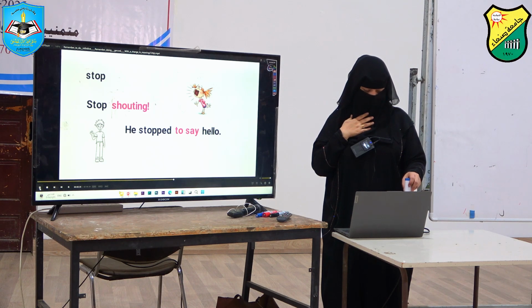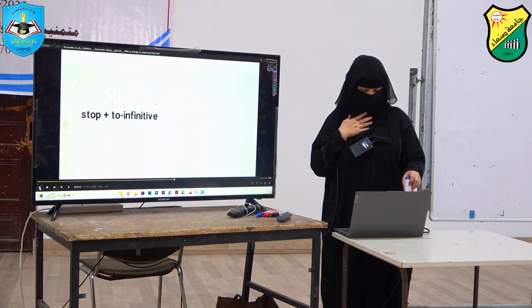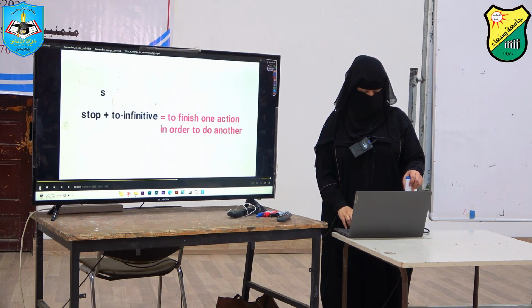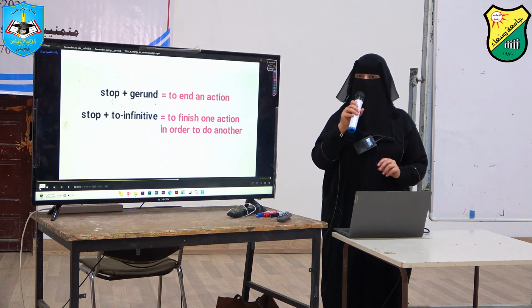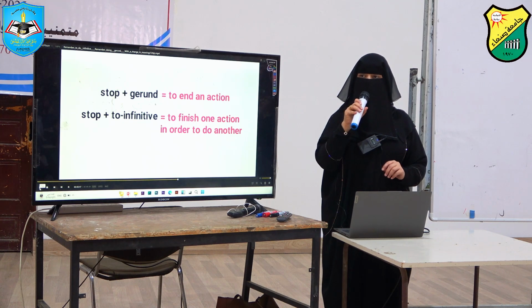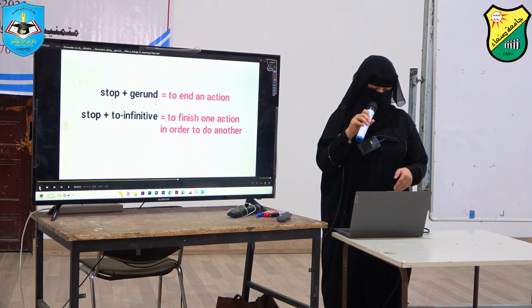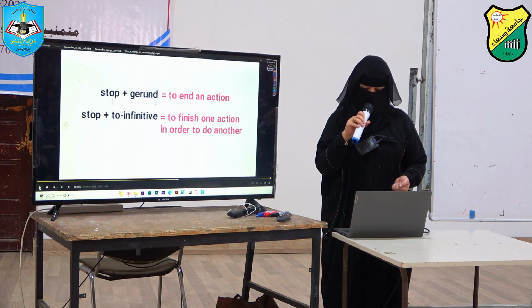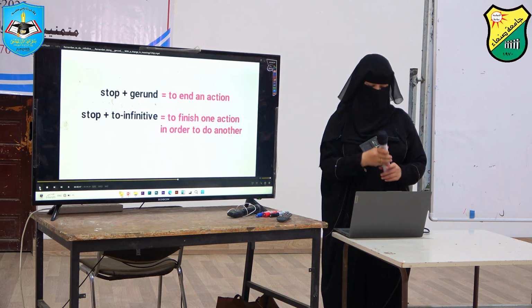So where you stop, and you stop to infinitive is to finish one action in order to do another. Whereas stop and the gerund is to end the action completely. Okay, so stop here with the gerund, with verb-ing, it means to stop the action. While here you have stop to infinitive, to finish one action in order to do another.